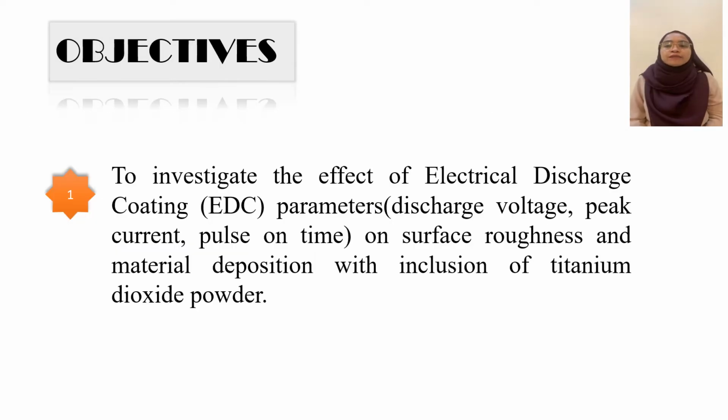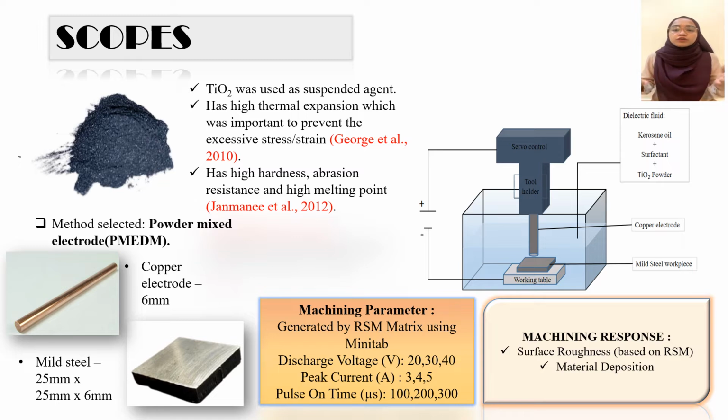The objective of this research is to investigate the effect of electrical discharge coating (EDC) parameters such as discharge voltage, peak current, and pulse on time on the surface roughness and material deposition with the inclusion of the titanium dioxide powder. Next, proceed to the scope of the research.